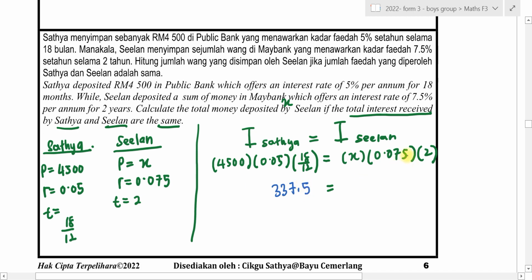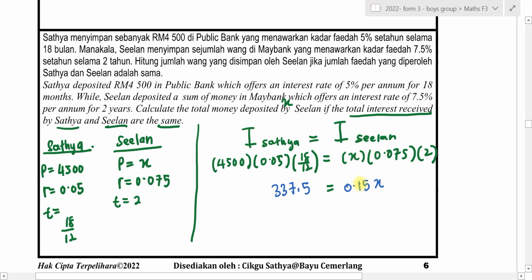$337.5. Okay, here 0.075 times 2, and then you multiply by X. 0.15x. Don't forget your X because you're multiplying with X also, right?